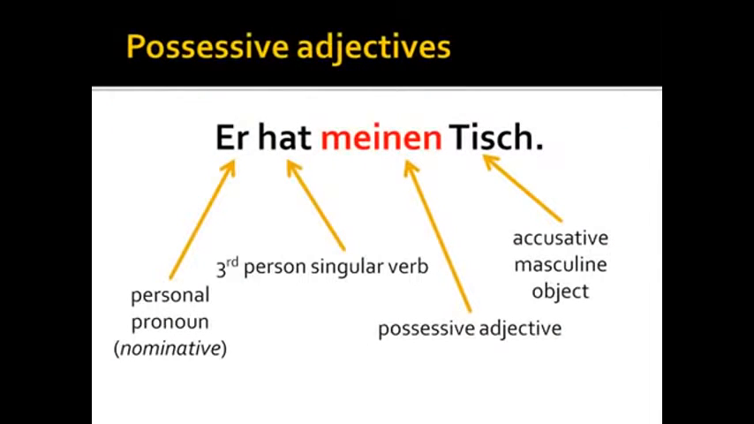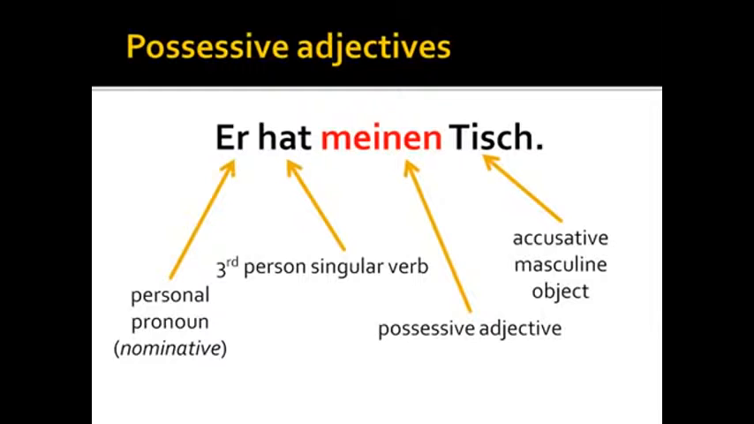Er hat meinen Tisch. Now we have the subject of the sentence, which is going to be the nominative. Now this subject is doing something. He's having something. Thus the third person singular verb, hat. Since there is an action in the sentence, and the subject of the sentence is performing something, another object in the sentence is going to have to receive that action, and that will be meinen Tisch. Therefore, meinen Tisch will be in the accusative case.